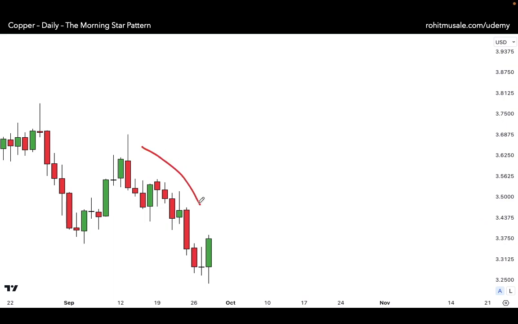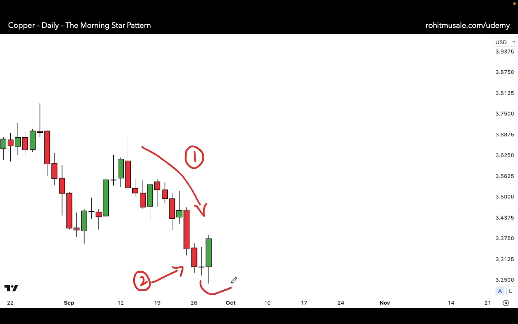The first condition is, since it is a bullish reversal pattern, it must come after a downtrend. The second condition is the first candle of the three candle pattern should be a tall red real body. Now there is no specific definition of tall. You just have to look at the chart and see on a relative basis whether the candle is very short or whether it is tall. So the second condition is the first candle of the morning star should be a tall red real body.